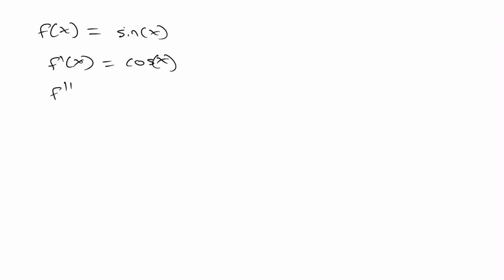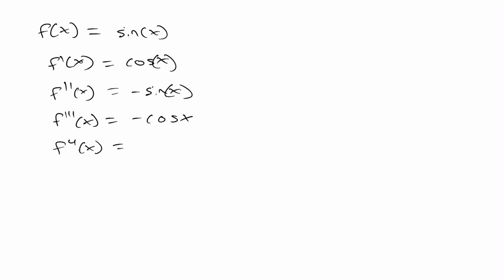And then for f double prime of x, we're going to be finding the derivative of cosine, which is negative sine x. For f triple prime of x, we need to find the derivative of negative sine x, which, as you might have guessed, is negative cos x. And then for f to the fourth prime of x, we find the derivative of negative cos x, which is simply sine x. So as you might have noticed, sine and cosine cycle every 4 derivatives.